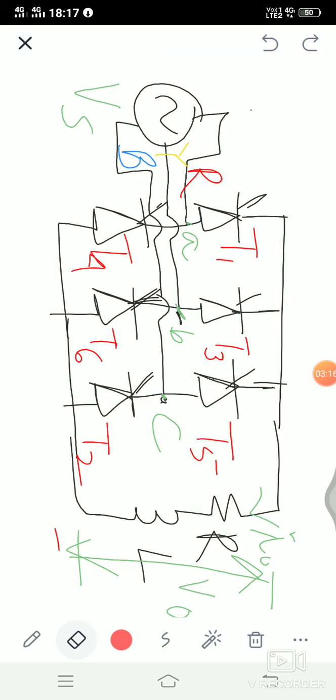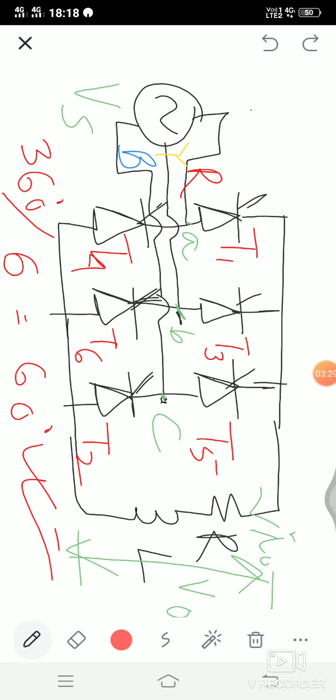So this is a circuit diagram. Each thyristor will be conducting for 60 degrees. Why 60 degrees? 360 by 6 numbers of thyristor. So each thyristor is conducting for 60 degrees. Okay, now we will be discussing about the waveforms.